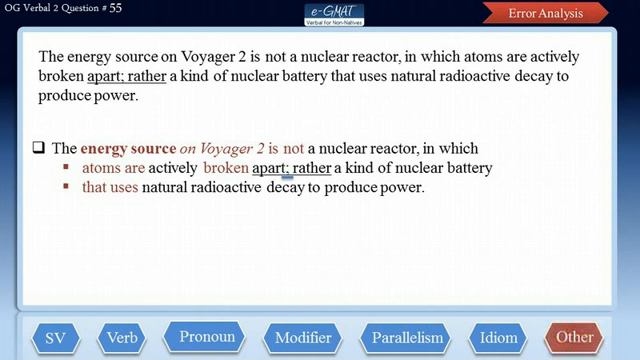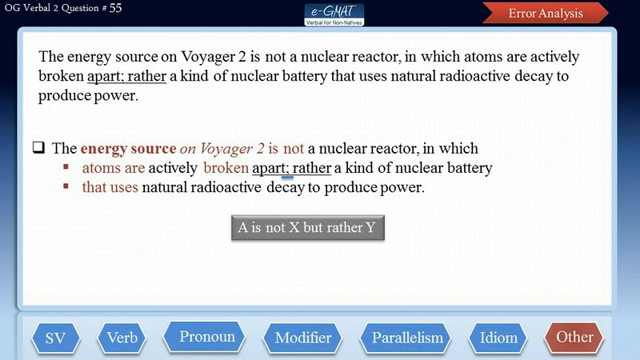So we have a sentence structure error in this sentence. Well, this error can be rectified in two ways. Either we should correct this error by joining two independent clauses with a semicolon, or it can be done by removing this semicolon and adding but before rather. Then the structure of the sentence will become X is not X, A is not X but rather Y, where X and Y should be grammatically as well as logically parallel.